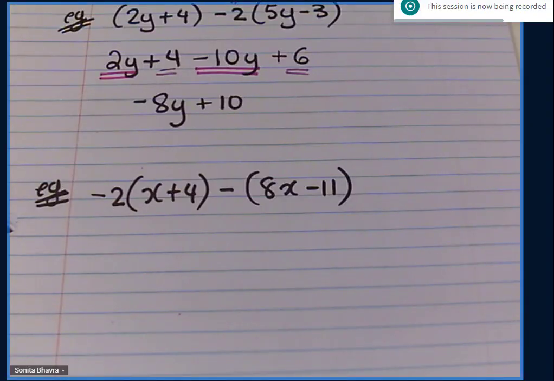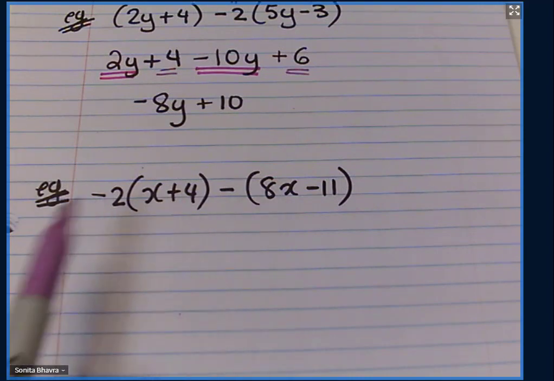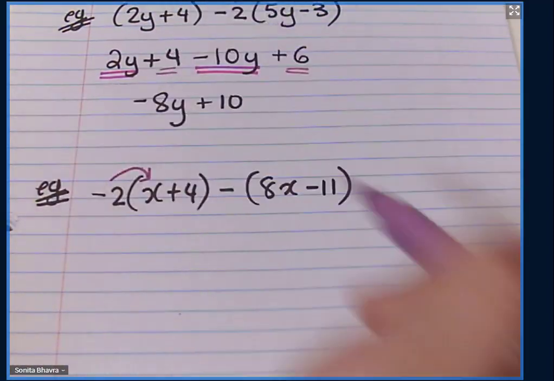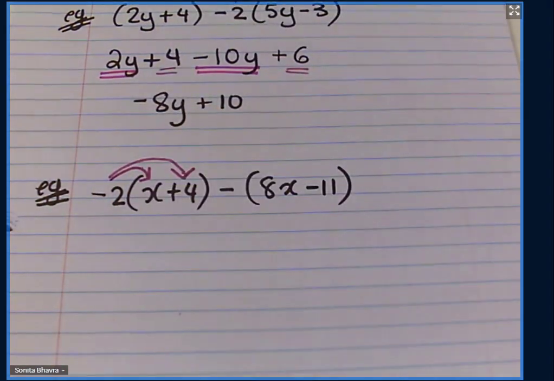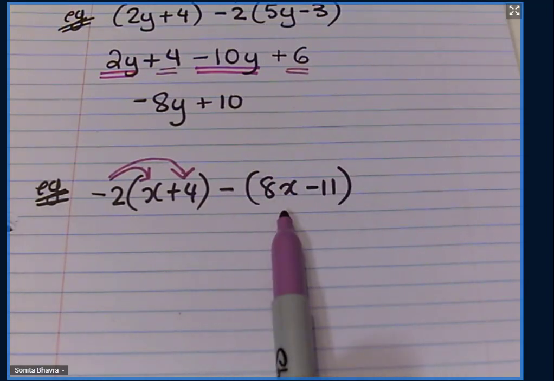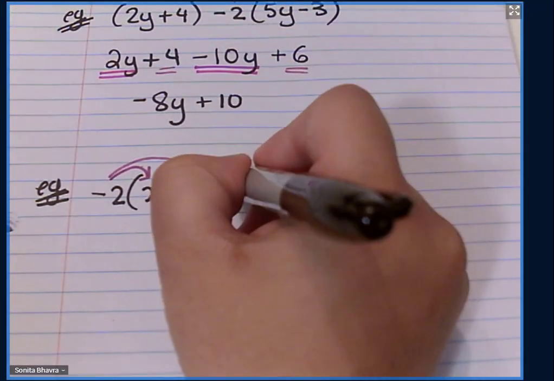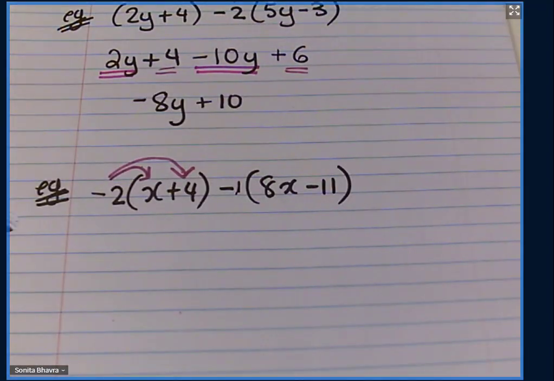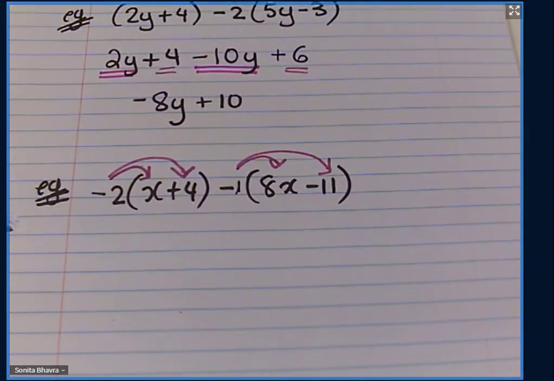All right, so the first bracket here, we have a negative 2 in front of it, so we do have to apply that negative 2 to everything inside that bracket. So we have to multiply this negative 2 with the x, and we have to multiply that negative 2 with that positive 4. This negative sign changes everything inside the second bracket, but you can also think of it as a negative 1, right? If you think of it as a negative 1, it's going to change the signs to everything inside as well.